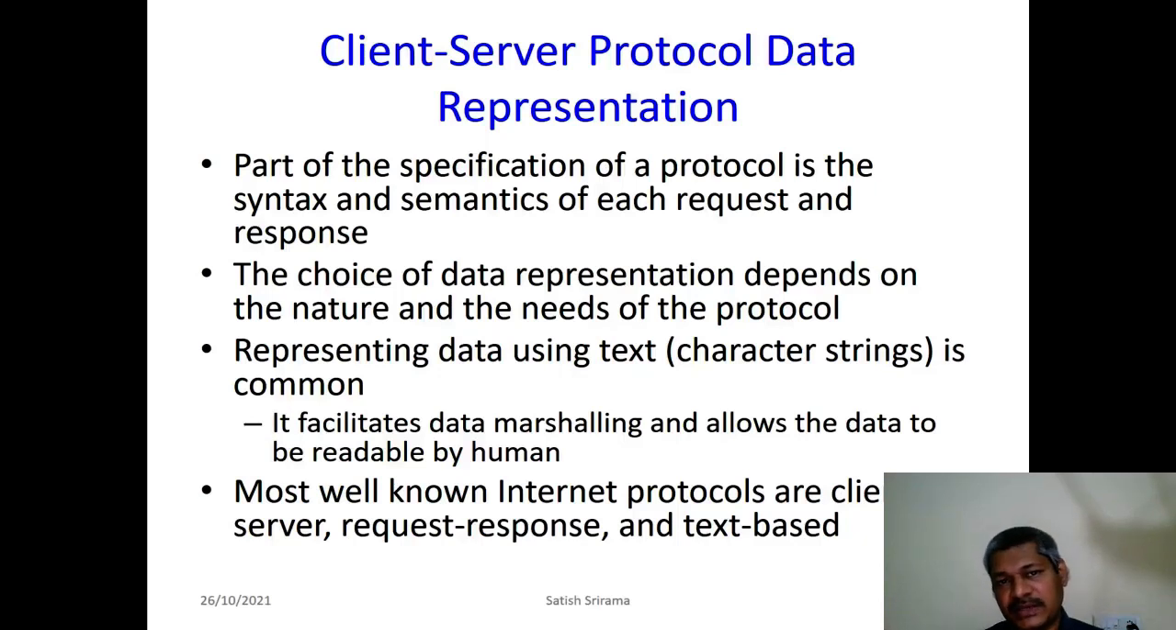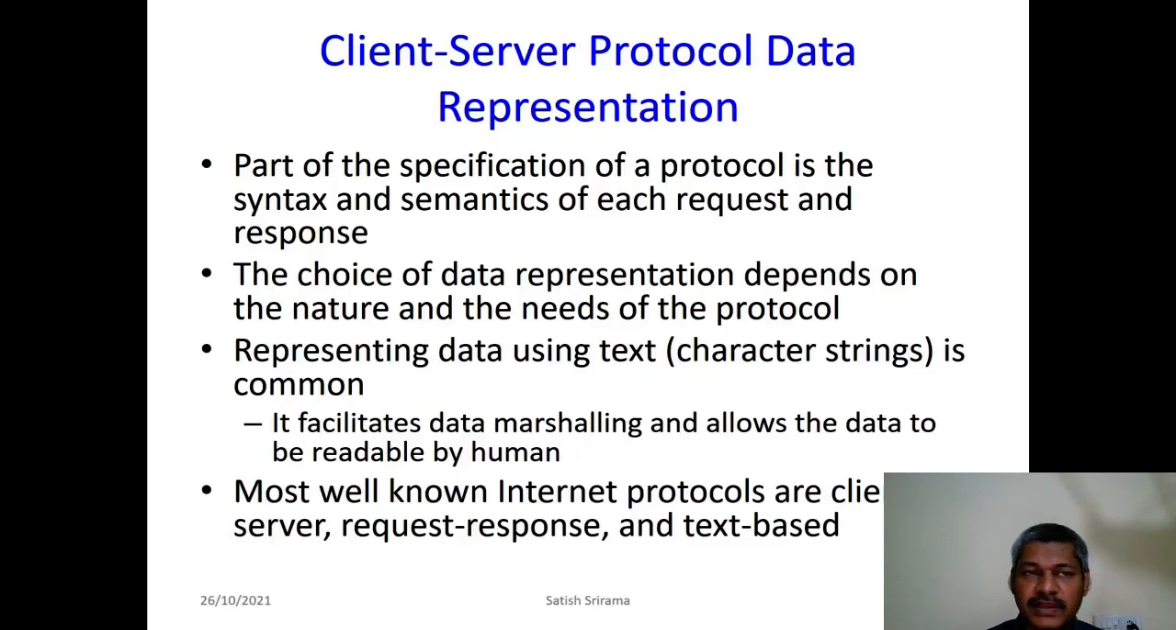The choice of data representation in such a case depends on the nature and the needs of the protocol. Most often, these protocols define the request and response in the form of text characters. It is very common. HTTP, we have already seen, follows this sort of text-based protocol. We use text-based protocols because they facilitate data marshalling. Data marshalling becomes really simple and allows the data to be readable by humans as well. That means debugging and checking the network data going across is relatively easy.